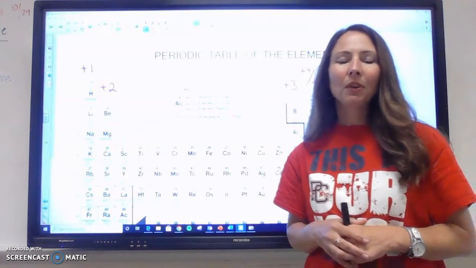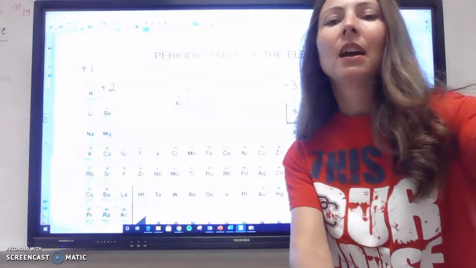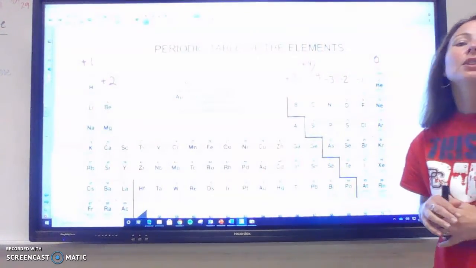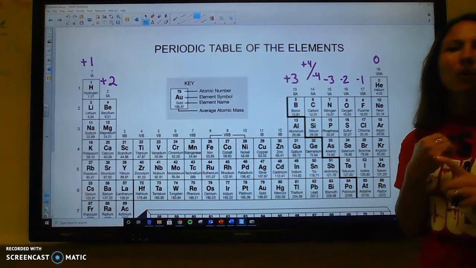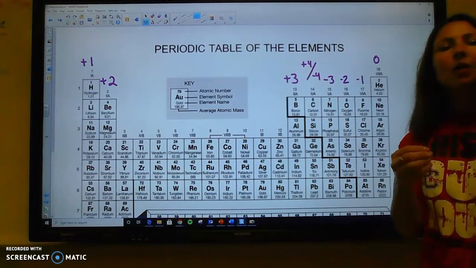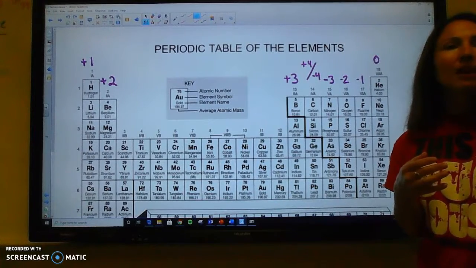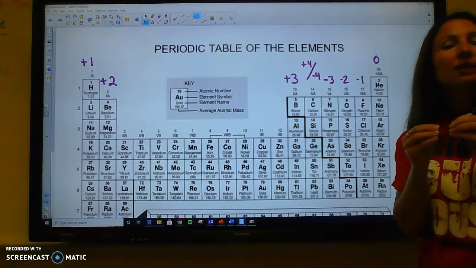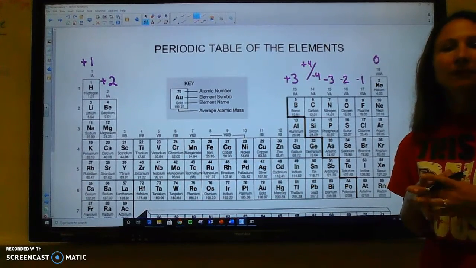Hey guys, so what we're going to work on today has to do with bonding. And for bonding, first of all, I need y'all to be able to see the board. I want y'all to be able to predict the charge something forms and then tell me why it forms that charge for ionic compounds. And then for covalent compounds, I also want y'all to be able to predict how many bonds it's going to form by sharing electrons with another nonmetal, okay?